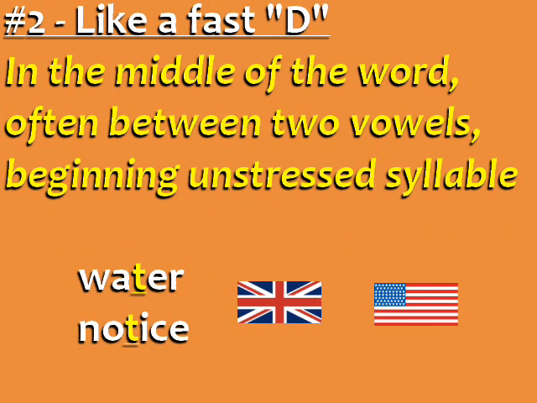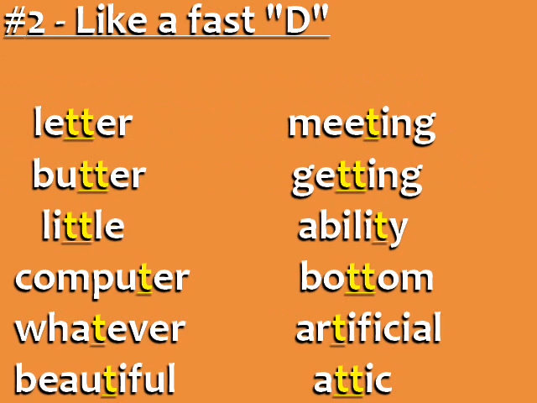Pronunciation number 2. T like a fast D. When the letter T is in the middle of the word, between 2 vowels, and often at the beginning of an unstressed syllable, it has the sound of a fast D in American English. You can hear the difference if you compare the British and American pronunciations of these 2 words. Water, water, notice, notice. Listen to and repeat these words, pronouncing the T as a fast D.